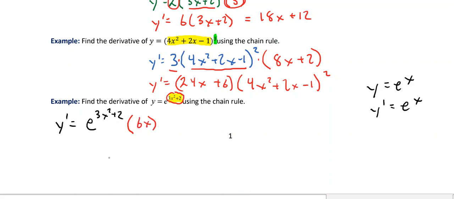And that would be your derivative. In this case, that's all you have to do, although sometimes it's a little bit cleaner to put this out in front and put the exponential at the end, but it makes no difference really to the answer.